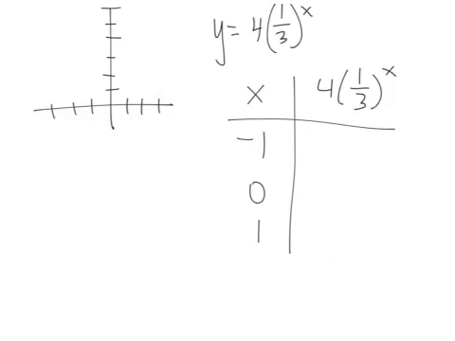Okay, I'm back with an exponential decay problem. I'm first going to plug in 0. So 4 times 1/3 to the 0 power is the same as 4 times 1, which is 4. Let's pull out our first point. We'll make it blue. Our first point is (0, 4).